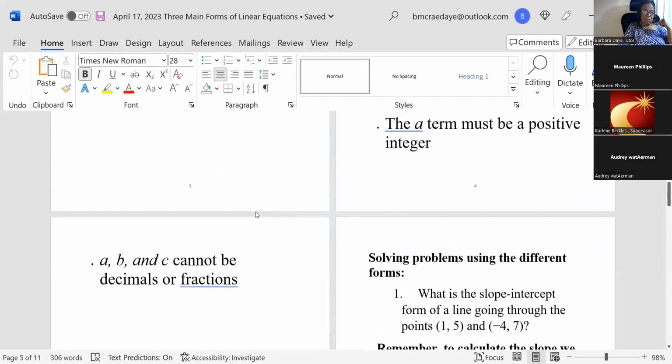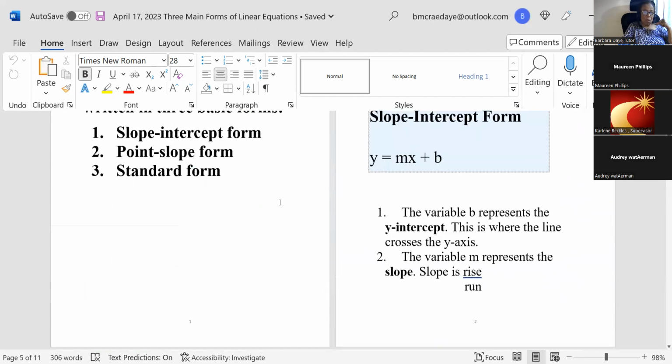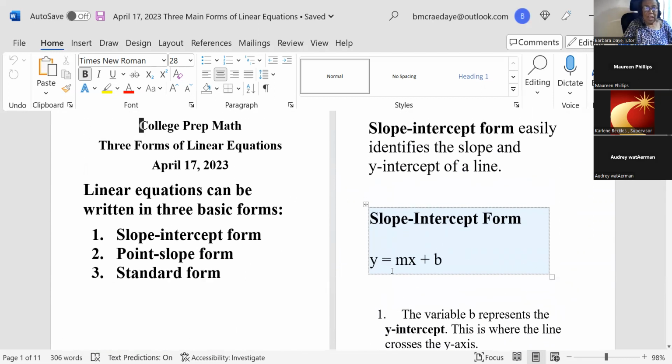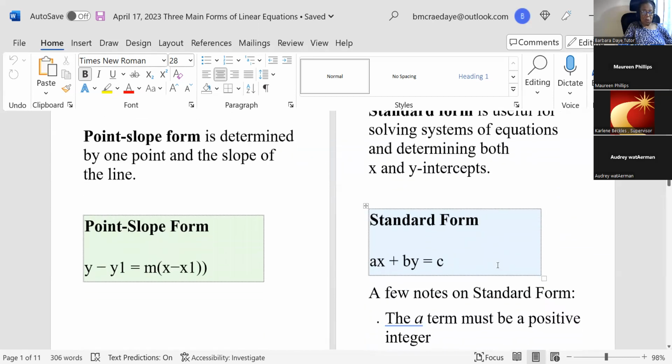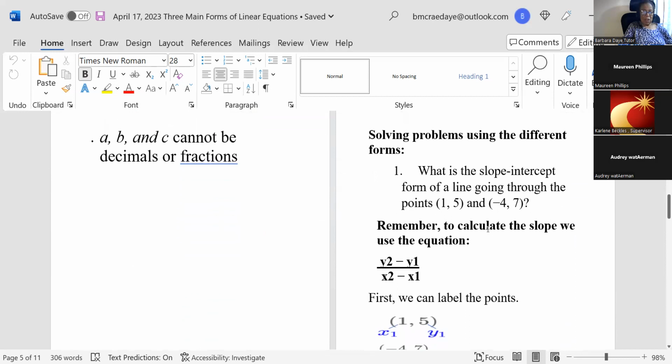Now, how do you use this? Remember I said we will be concentrating more on the slope-intercept. In other words, I can give you an equation and ask you to put it in this format. So the y would be on the left, m, the slope coefficient of the x variable, plus the b, the y-intercept. Now, here's a problem.